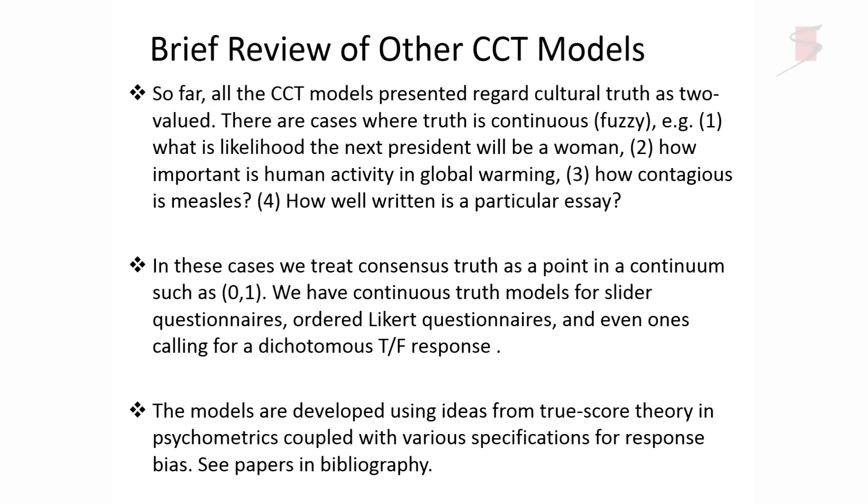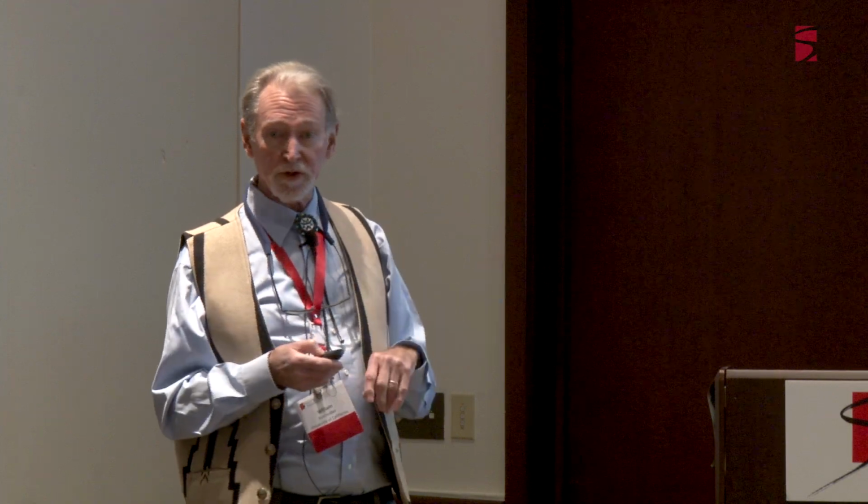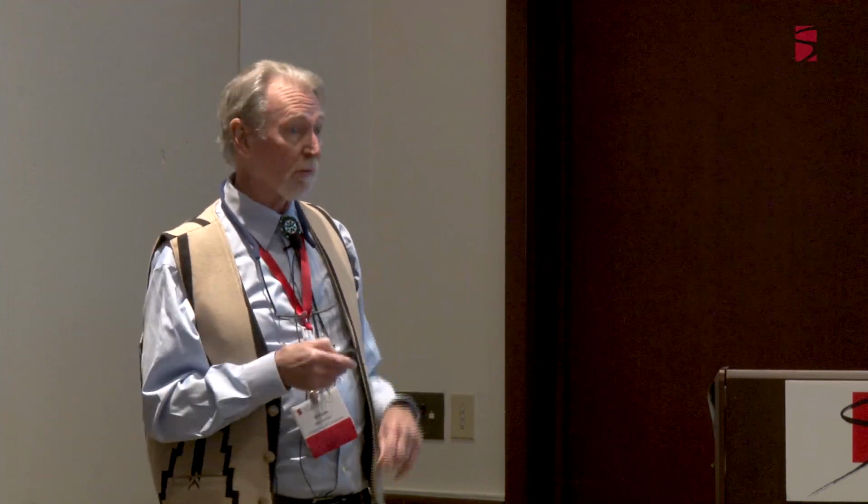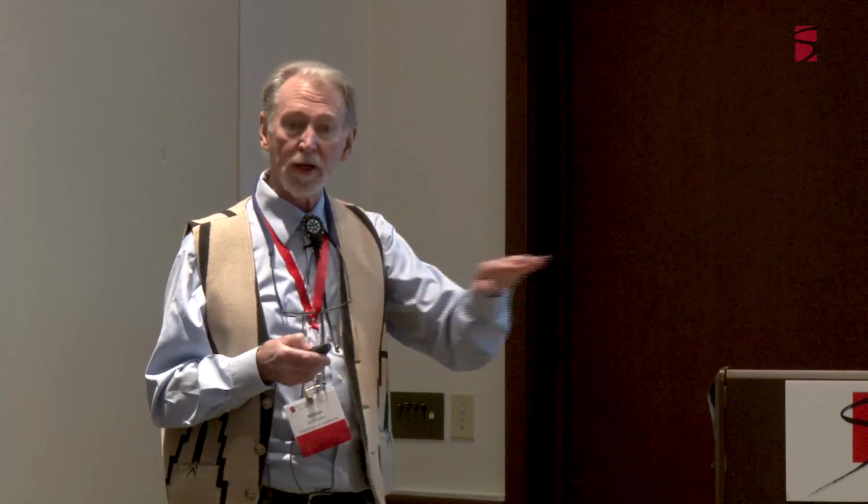And let's see. Oh, yeah, and I'm going to show you the last slide in just a second. But in many cases you can imagine cultural truth to be continuous. What is the probability the next president will be a woman, for instance, is something you wouldn't say true or false. You might have a continuous slider. You might have a Likert scale. So we've got models for those. And the beautiful thing about these models is the same theorems hold.